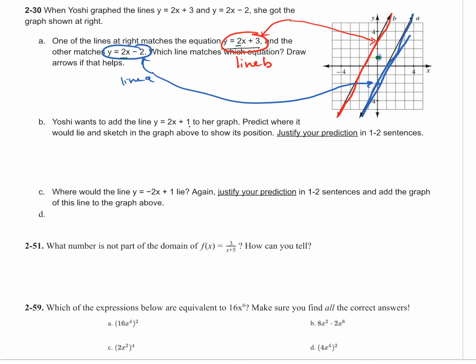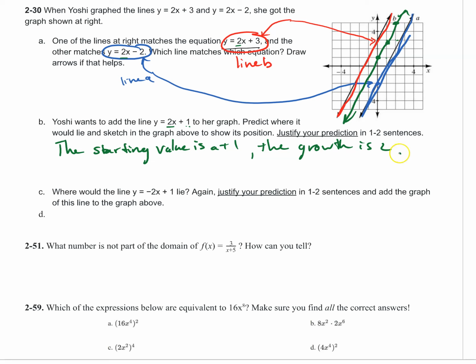They have the same slope, they grow at the same rate, but a different starting value. So this one should have a starting value of right here at 1. And then it grows by 2 tiles, or 2, each figure. The growth is 2. So if I go over 1 to the right, I should go up 2. And then if I go over 1 again from here, I go up 2. So starting is at 1, the growth is at 2.